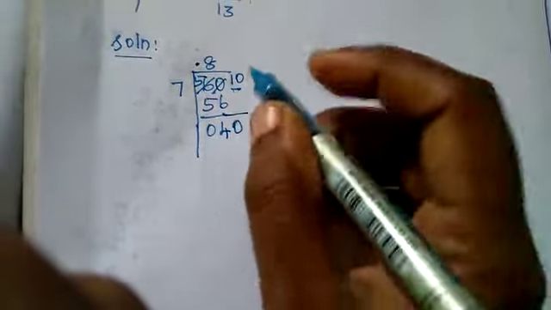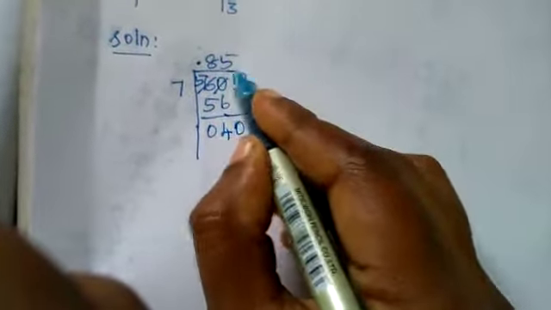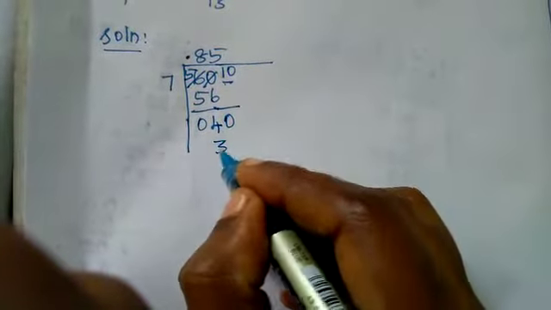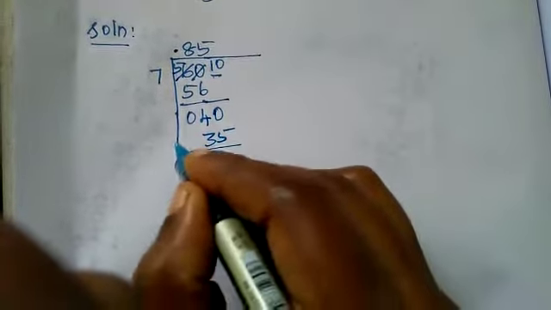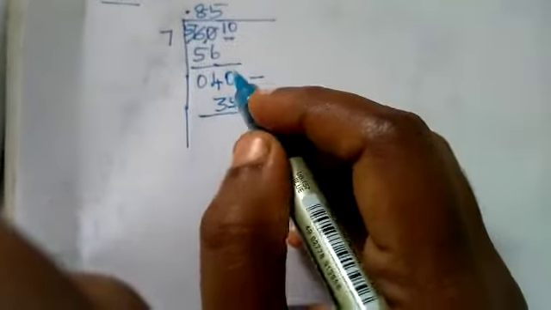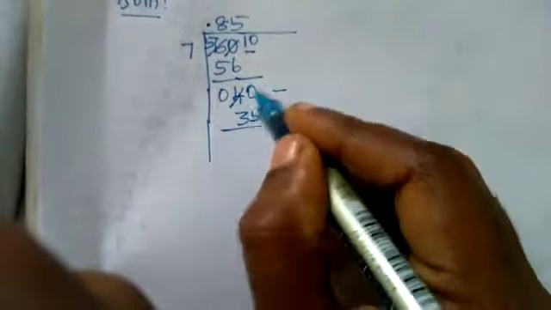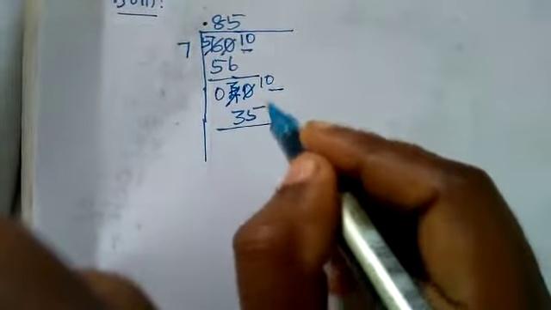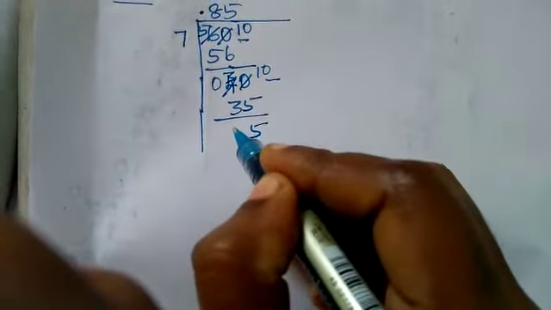So we can add a 0. How many times? 8 5s. 7 5s are 35. Now what's the next step? Subtract. Now can you subtract 5 from 0? No. So we borrow from 4. This became 10. This became 3. Now 10 minus 5 is 5. 3 minus 3 is 0.